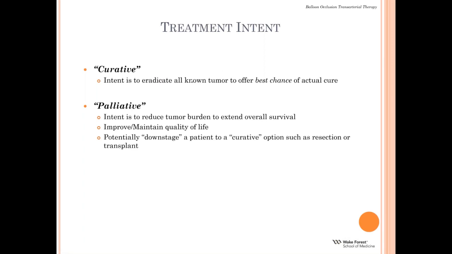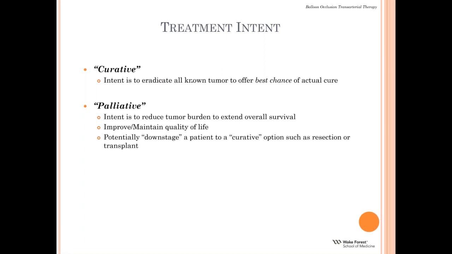A palliative situation is a different situation where there's too much tumor to realistically expect that we can get rid of all of it. So either the patient has bilobar extensive hepatic disease, or they have some extrahepatic disease. So in those situations, we're not likely to be able to cure them by eradicating all known tumor. Instead, by controlling their tumor burden, we're able to extend their overall survival and hopefully maintain or even improve their quality of life. Sometimes we're even able to downstage these patients to a curative option such as resection or transplant.